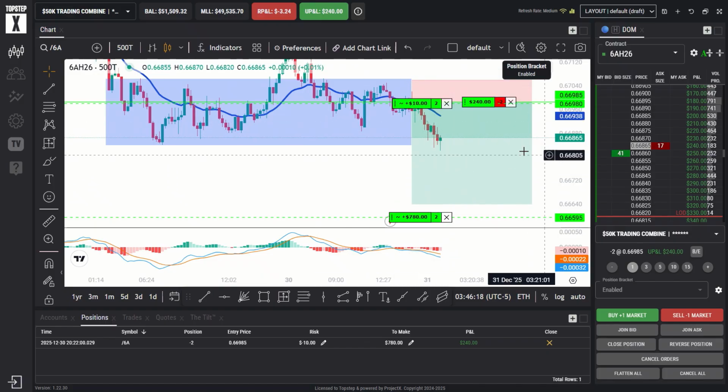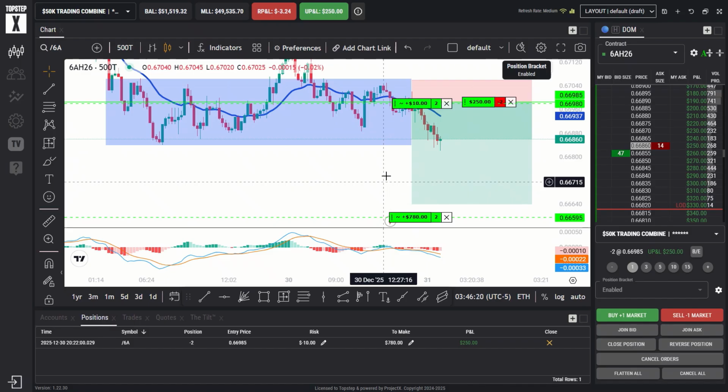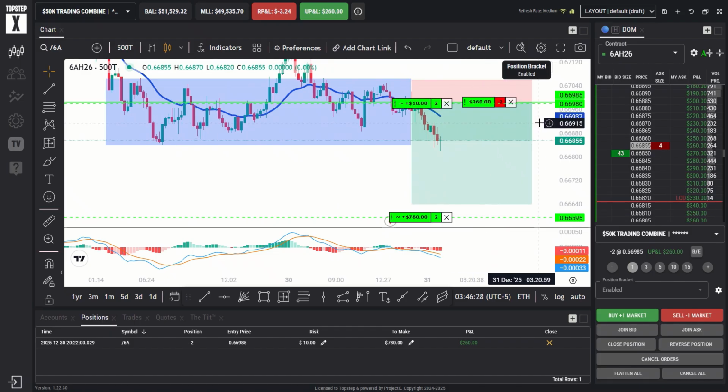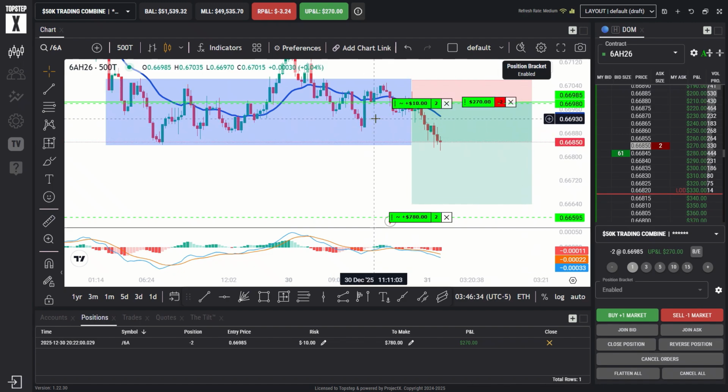However, because now it's at the bottom half of the range, there is that probability that price could bounce off it. So I did walk my stop slightly in front of my entry. So now I'm guaranteeing that this is a risk-free trade, even though it would only be a $10 profit. But in any case, the risk is now off the table.